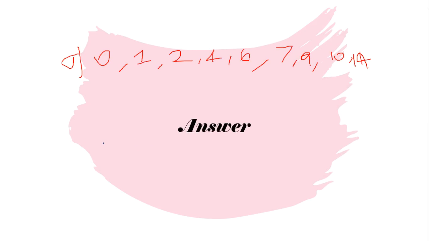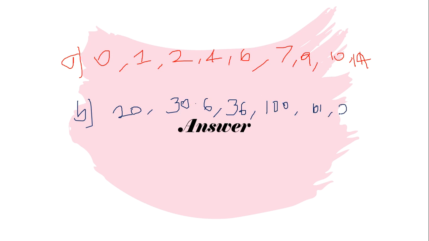So what's the answer for question B? The answers are 20, 30.6, then the same way we have 36. After 36 we have 100, 101, and 204. So guys, that's our answer for B.